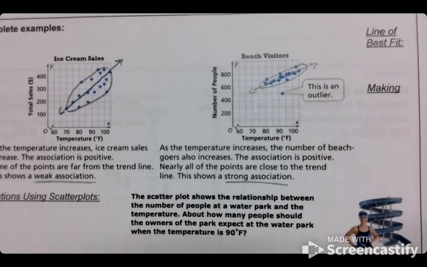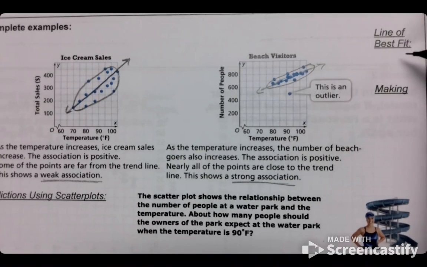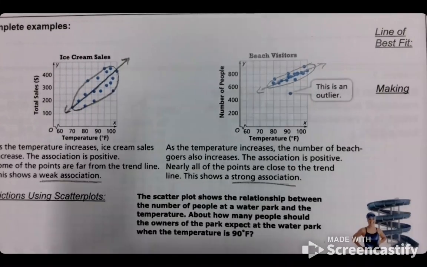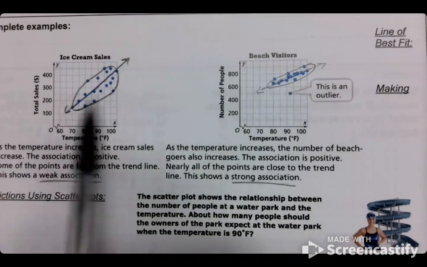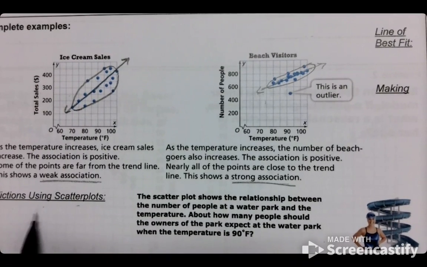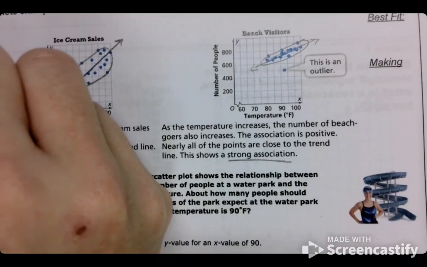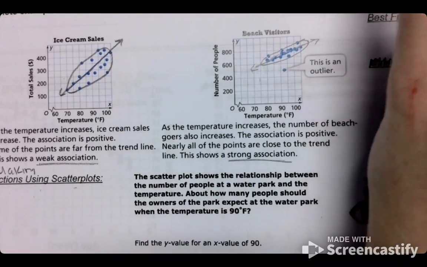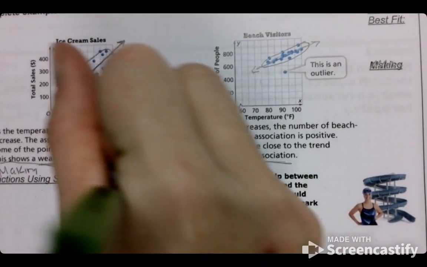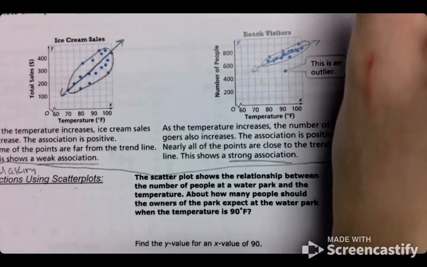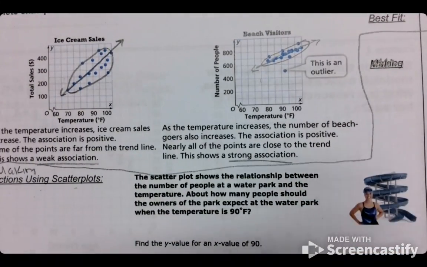And the line of best fit is everywhere, but the line of best fit is making predictions using scatter plots. So the line of best fit is this part, and then making predictions with scatter plots is actually going to be this part down here. Okay, so I'm just going to change that to be here. So again, this is the line of best fit, and then the bottom part's the making predictions.